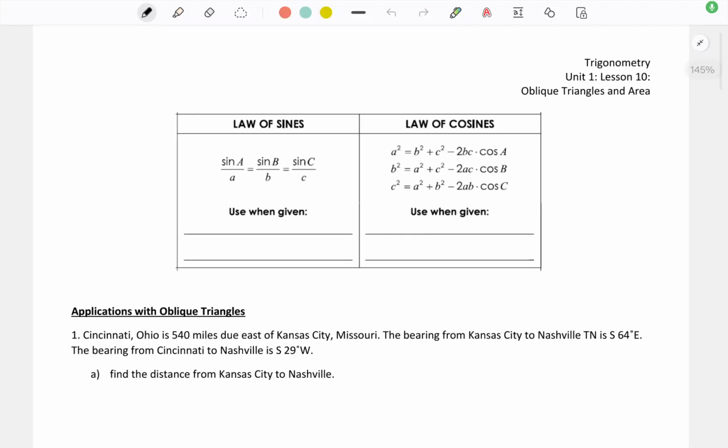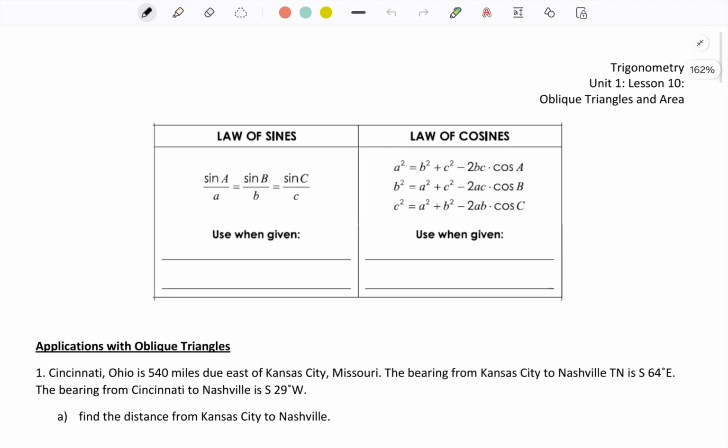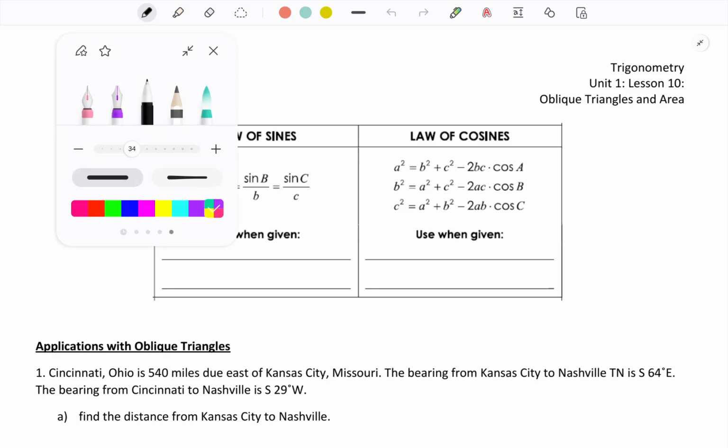For our last lesson of Unit 1, we are going to be looking at the law of sines and the law of cosines with some more word problems, and then we will be talking about how to find the area of a triangle.